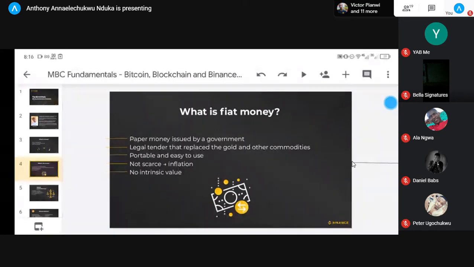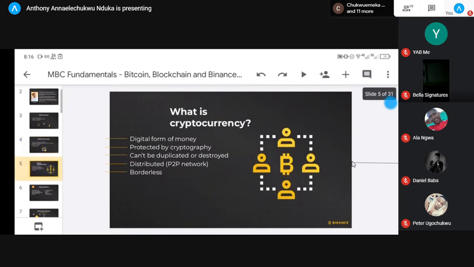Now, the last one is no intrinsic value. This means that money does not have any specific value, since it is understood that they can print it at any moment. The price or the value can change at any moment, and it would cause it to have no specific value. So I believe we understood this. Let's move on to the next slide, where I will introduce cryptocurrency.